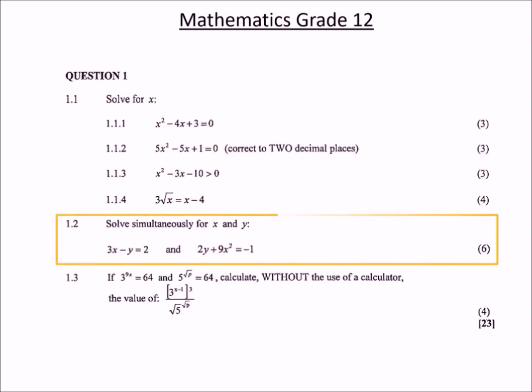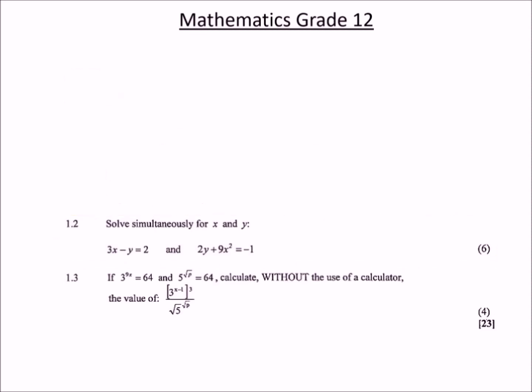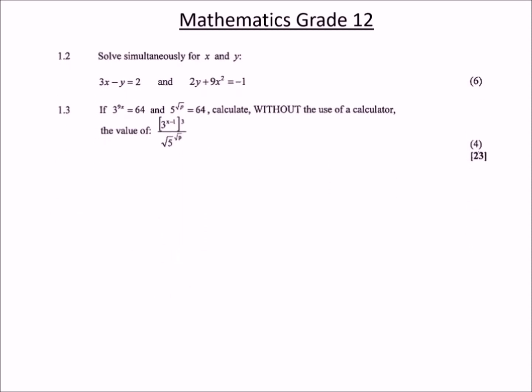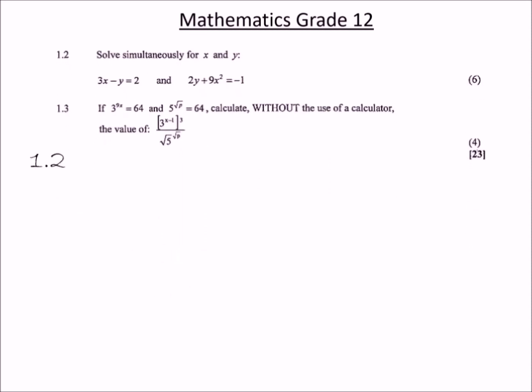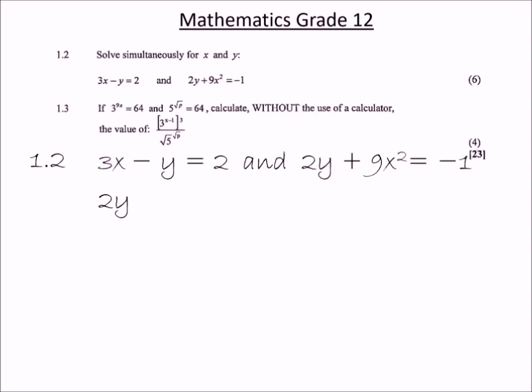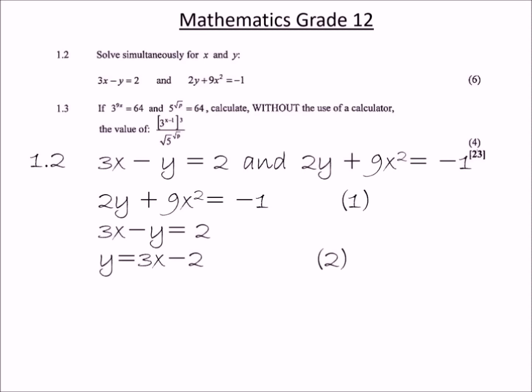Now, 1.2. Solve simultaneously for x and y. 3x minus y equals 2 and 2y plus 9x squared equals minus 1. We simplify 3x minus y equals 2 and make it the second equation. Then substitute the second equation into the first one and solve for x.